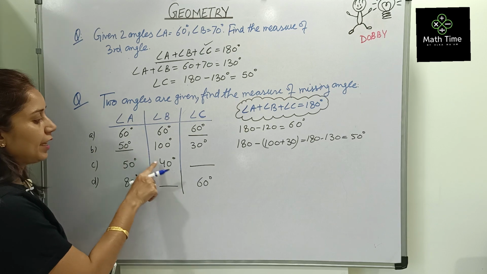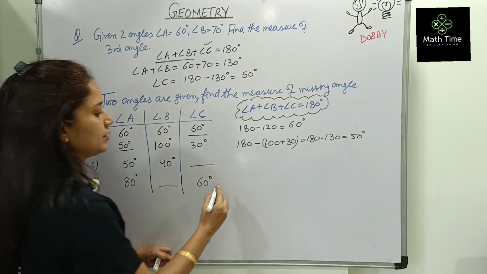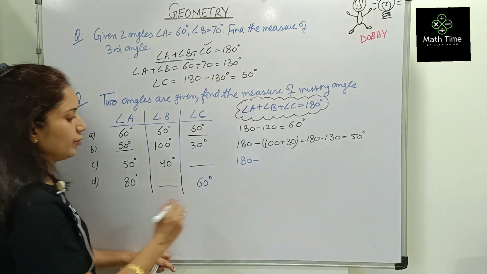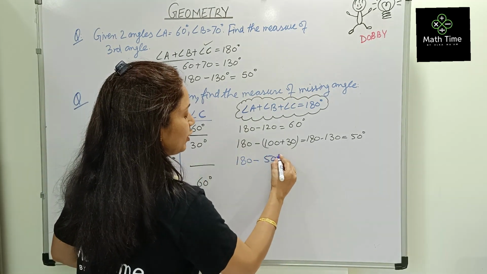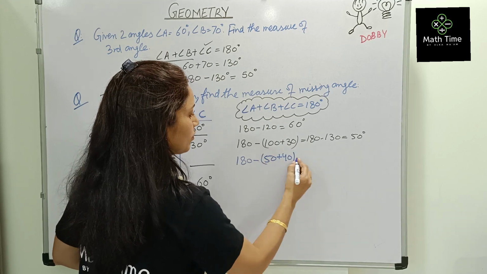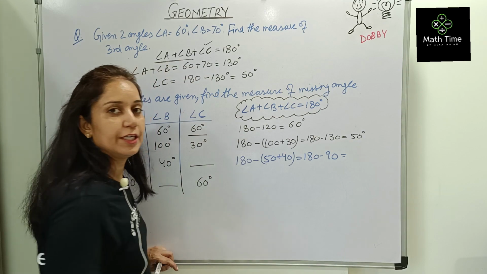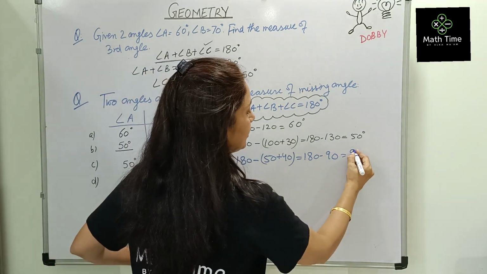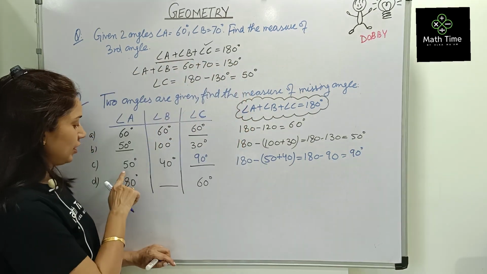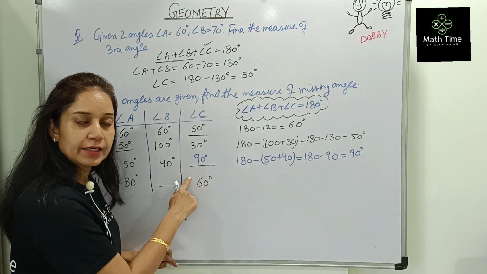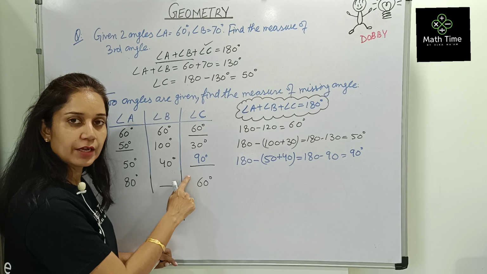Angle A is 50, angle B is 40. We have to find the angle C. So subtract the sum of these two angles from 180. 180 minus (50 plus 40) equals 180 minus 90. 180 minus 90 gives us 90 degrees. Observe 50, 40, 90. The triangle having one angle 90 degrees is called a right angle triangle.